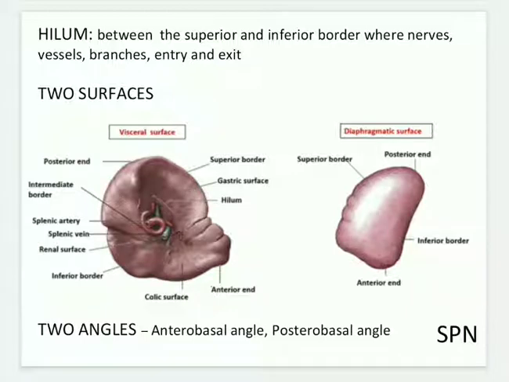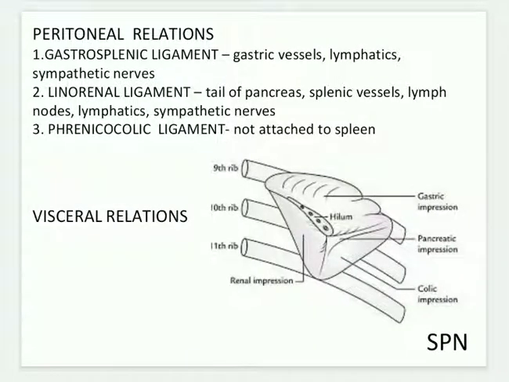As you can see in the surfaces, your anterior end, posterior end, superior border, inferior border and the surfaces. In the anterior end, you can see the ends and 2 borders in the diaphragmatic surface. In peritoneal relations, you can see some of the ligaments, like the gastrosplenic ligament, as it extends from the hilum of the spleen to the greater curvature of the stomach.